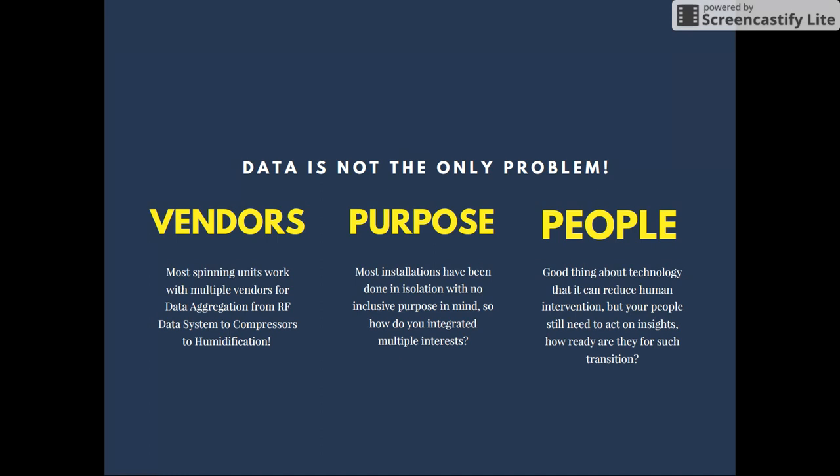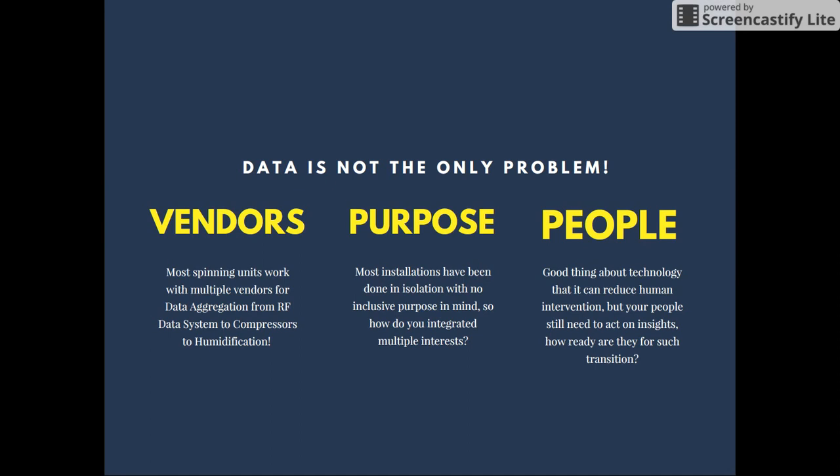Most installations in a spinning industry are done in isolation. So someone comes to you and says install these printer machines, and you do that. Someone else says why don't you use this system, which can help you manage your compressed air network. So everything is done in an isolated manner, and not in a cumulative and inclusive manner.